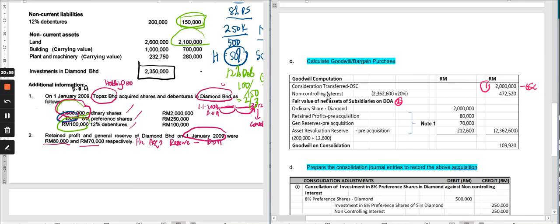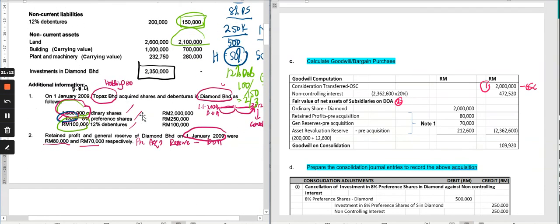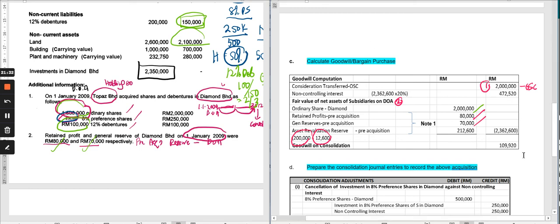To find the non-controlling interest, first you need to find the ordinary shares or the net asset on the date of acquisition. So the net assets that you have are the ordinary shares, the retained profit, which is 80,000, and 70,000, that is the general reserve. Then you will include the asset revaluation reserve that you just calculated just now. That was 212,600, which is coming from building and land.